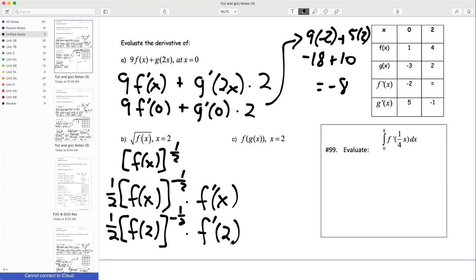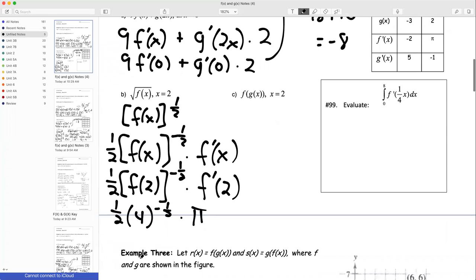f of 2 to the negative 1/2, and then times f prime of 2. All I did was plug in 2. And now I'm going to go to the chart. And f of 2 is 4. Okay, so that's going to give me 1/2, 4 raised to the negative 1/2 times f prime of 2. And f prime of 2 is pi.